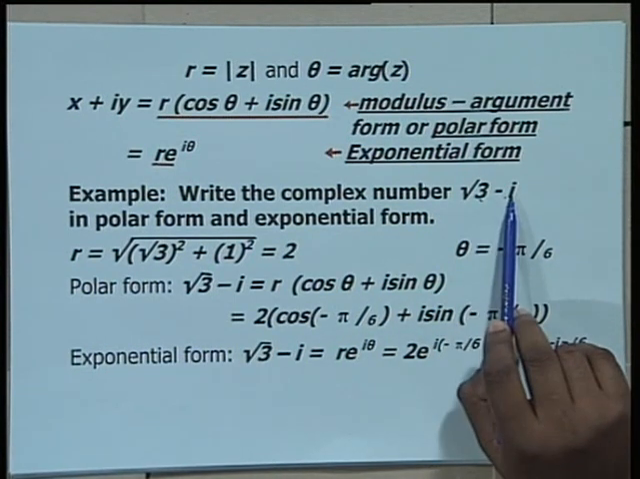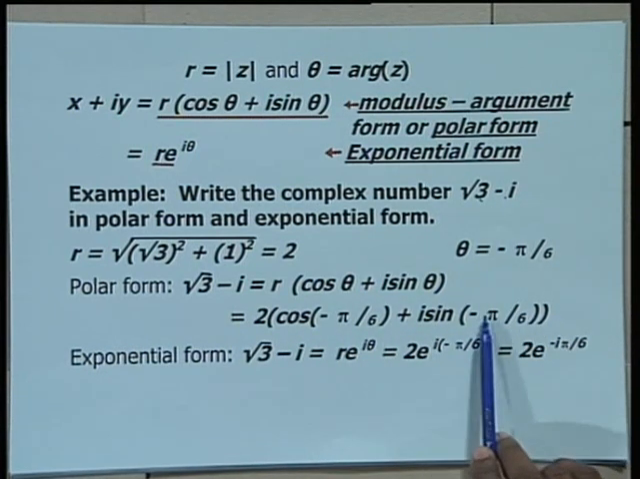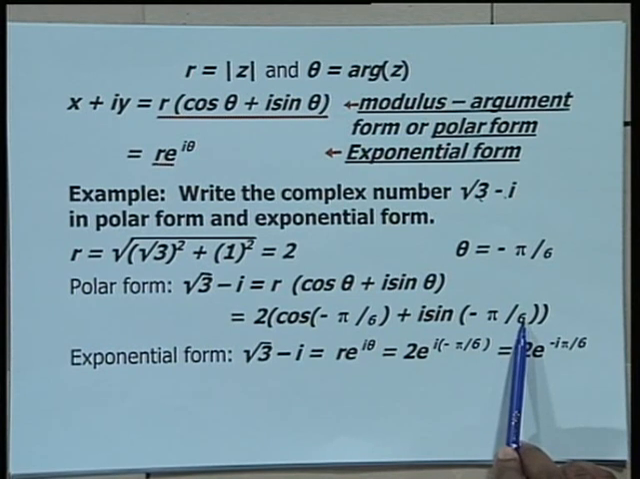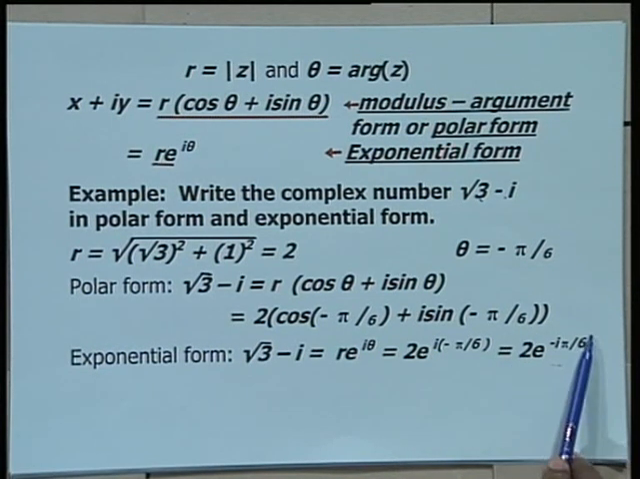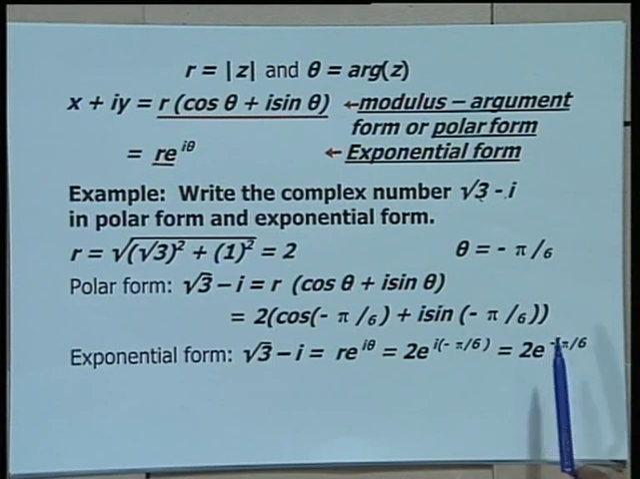So root 3 minus i is one form, 2 cos(minus pi over 6) plus i sin(minus pi over 6) is another form, and we have the third form, the same complex number written in 3 different forms. You must be able to convert from one form to another. There are various advantages of using the exponential form.